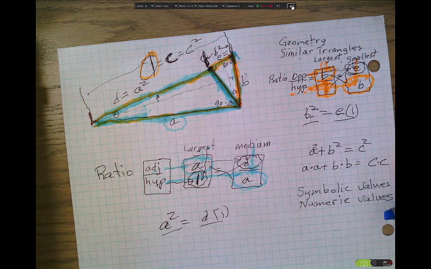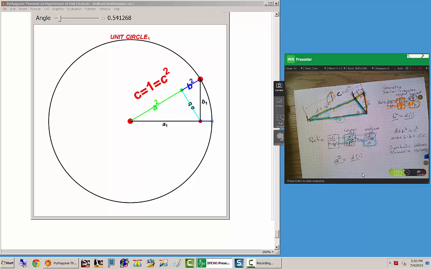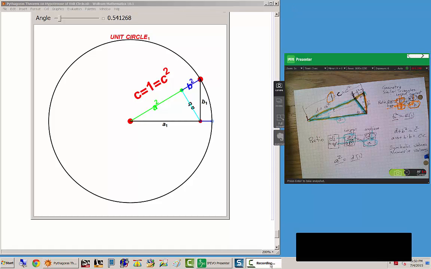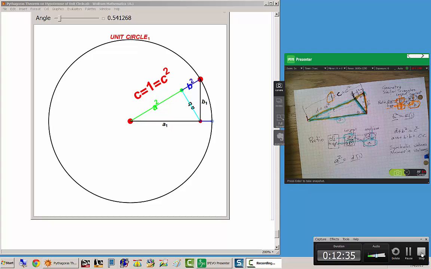The first thing I'm going to do is escape from this full view, and then I'm going to go look and see what our time is. Oh, it's 12 minutes. I'm hoping that that'll work.